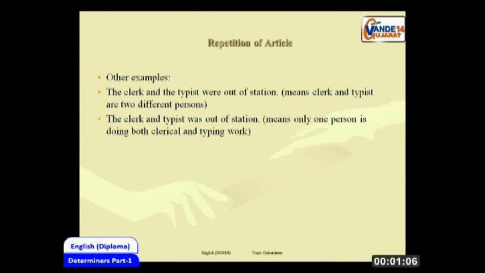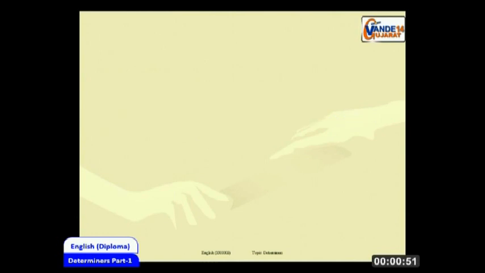Another example, the clerk and typist was out of station. Here the article the has been used before the first noun only. It means that only one person is doing both clerical and typing work. There is only one person, and that's why article the is used before the first noun only.